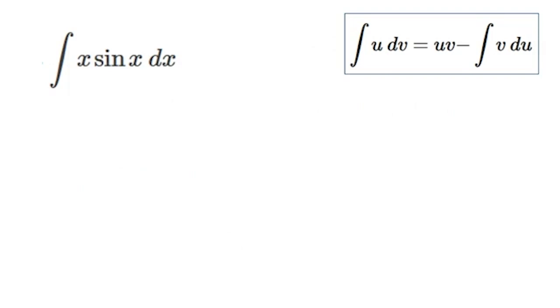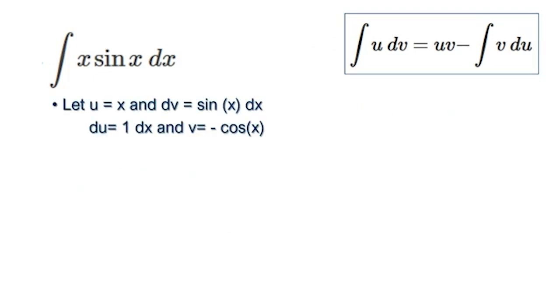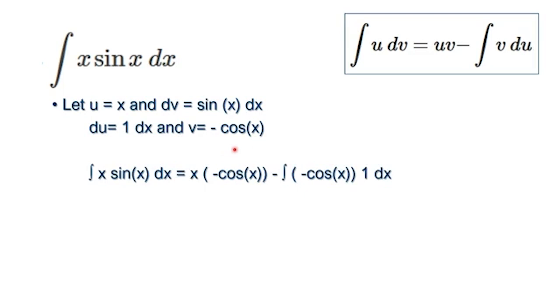So consider again our original integral, the antiderivative of x sine of x dx. We will want to apply the integration by parts method. We can let u equal x and dv equal sine of x. Our du is then the derivative of x, which is 1, and our v is equal to the antiderivative of sine of x, which is negative cosine of x. Then, plugging back in, we can substitute for our original equation.